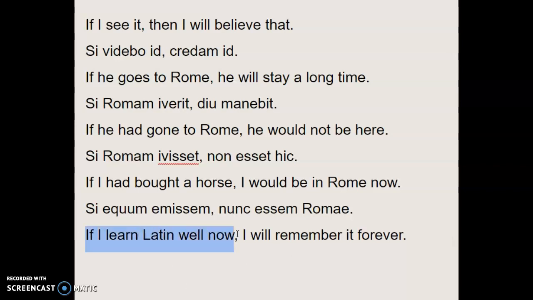If I learn Latin well now, I will remember it forever. Now, once again, this is an interesting thing to think about. If I learn Latin well now, it looks like a present tense. I will remember it forever. Definitely a future. We don't have "would," so we know it's a simple condition. So then we have to ask ourselves, what are we trying to express? Are we expressing a future perfect? If I will have learned Latin well now, I will remember it forever. Or are we really trying to stress a present nature of the condition? If I am learning Latin well now, in the future I will remember it forever.